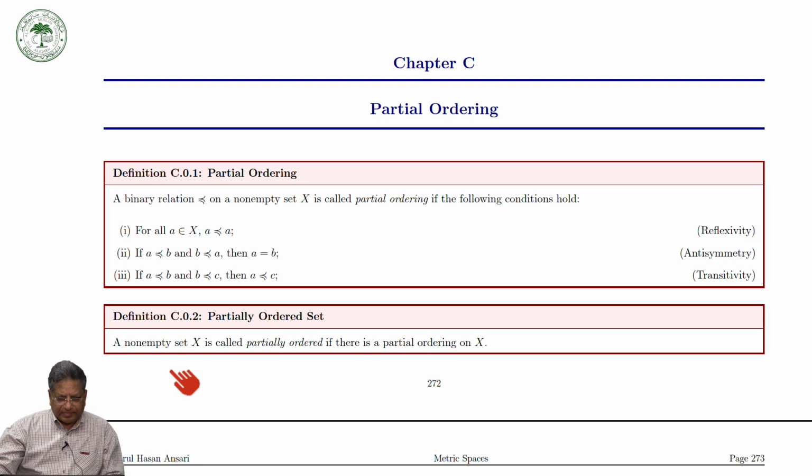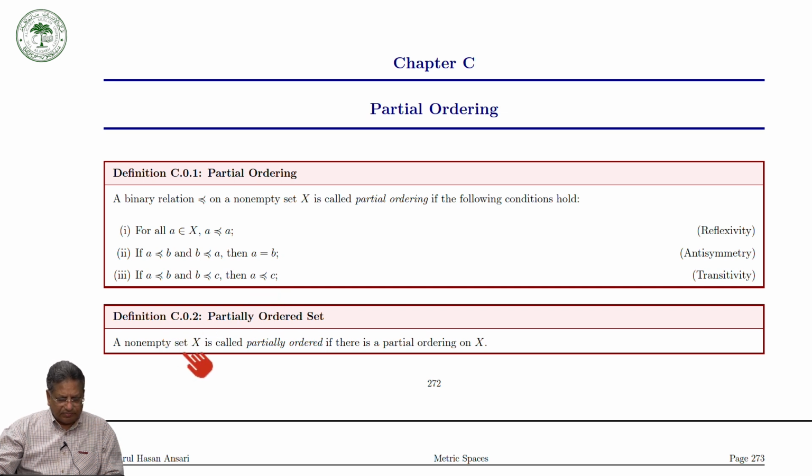Now we have another appendix, that is chapter 3, where we have discussed partial ordering. A binary relation on a non-empty set X is called a partial ordering if the following conditions hold. Number one, A is related to itself, it is called reflexive. If A is related to B and B is related to A, then A must be equal to B, it is called antisymmetric. If A is related to B and B is related to C, then A is related to C, it is called transitivity.